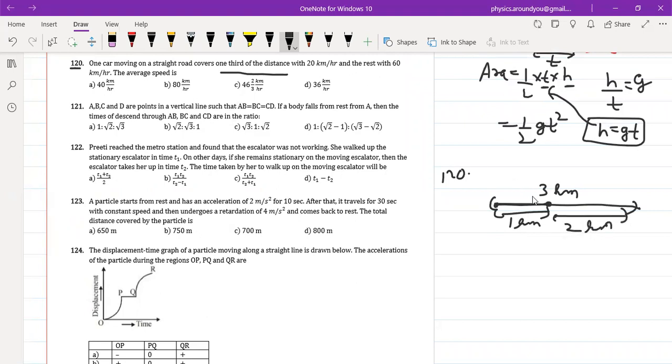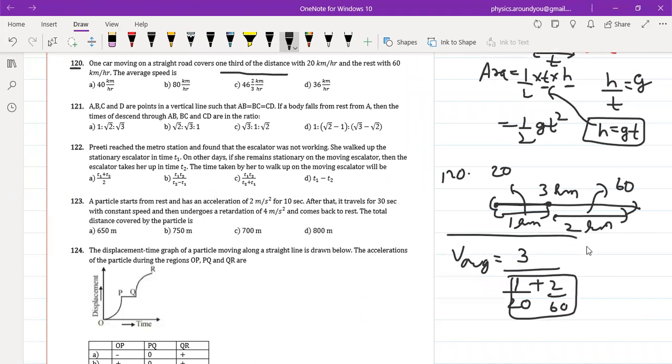And then it covered 1 kilometer with 20 kilometer per hour, 2 kilometers with 60 kilometer per hour. Find the average speed. Average speed is nothing but total distance traveled, 3, upon total time taken. Total time taken in the first phase is 1 kilometer by 20 speed, distance by speed, plus 2 kilometers by 60, again distance by speed. So this would be the total time. So you calculate the fraction 3 by 1 upon 20 plus 2 upon 60. You will have this solved.